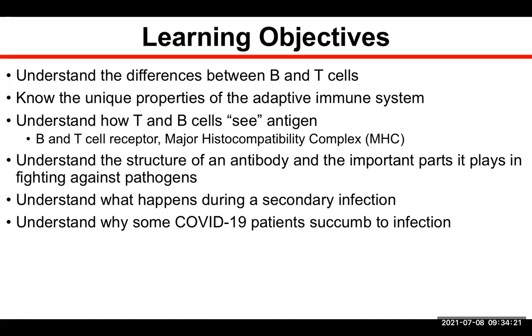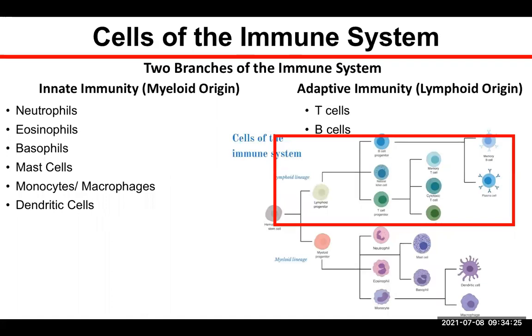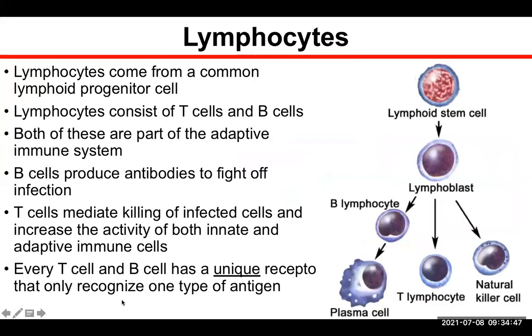Again, if you understand the learning objectives, then you're going to do fine on the exam. So yesterday I focused mainly on the innate immune system, so the myeloid origin cells. For today, I'm going to be focused solely on T and B cells, so the lymphoid origin cells, and basically understanding their function and how their function is connected to innate immunity.